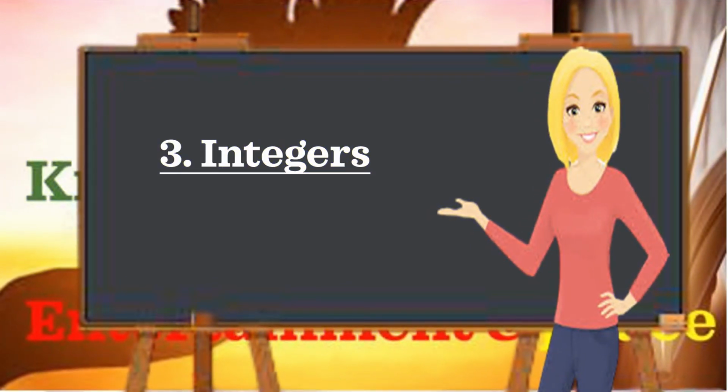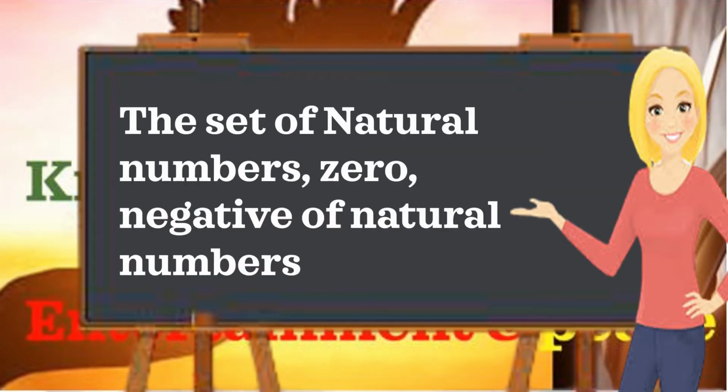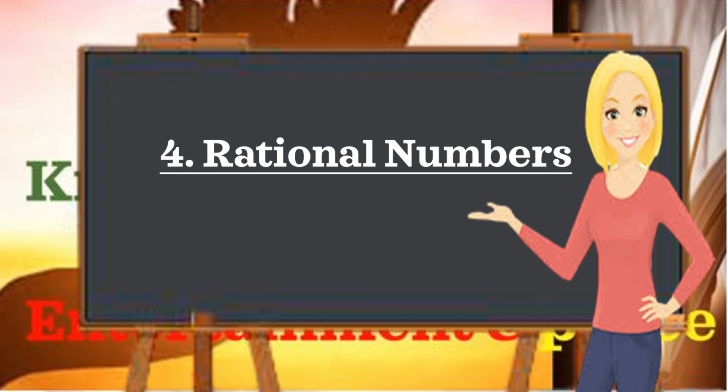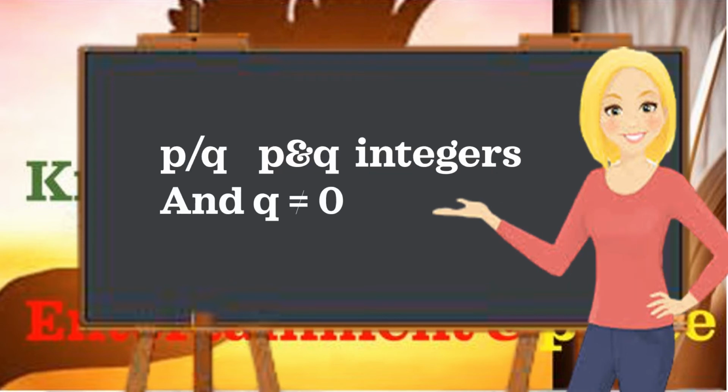Next is integers. The set of natural numbers, 0 and negatives of natural numbers is called integers. That is -5, -4, -3, -2, -1, 0, then positive numbers starting from 1, 2, 3, 4, 5, etc. Next is rational numbers. The numbers which can be written in the form p by q, where p and q are integers and q is not equal to 0, are called rational numbers.